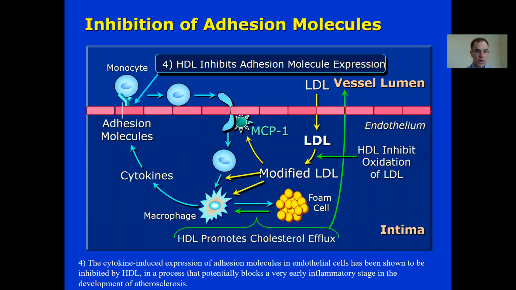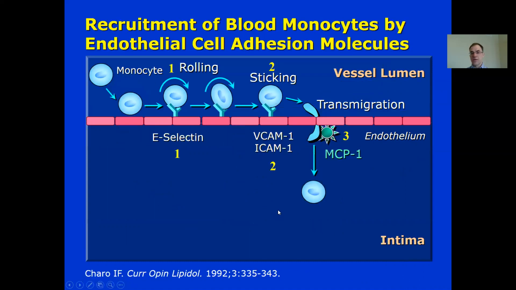The other thing is HDL also inhibits adhesion molecule expression. Do you remember these adhesion molecules? E-selectin, VCAM, and ICAM-1. HDL prevents these molecules from being expressed or activated. And if you don't have the rolling and the sticking, that reduces the amount of monocytes coming into the intima. Less monocytes means less macrophages and less foam cell development. So again, just to review, E-selectin, VCAM-1 and ICAM-1 are involved in the rolling and the sticking, and HDL prevents the making of these proteins.